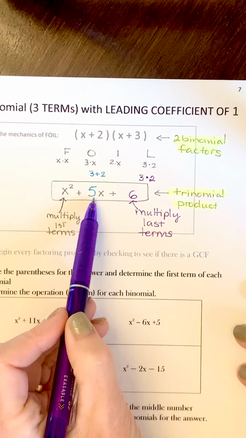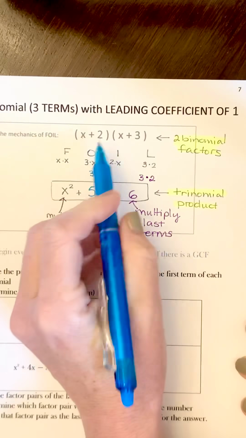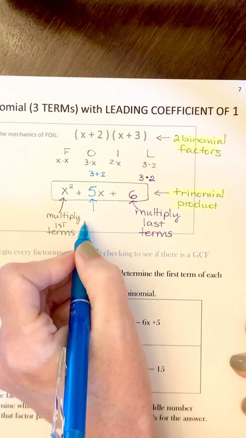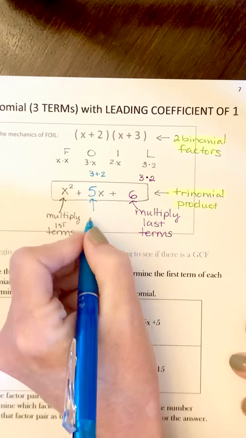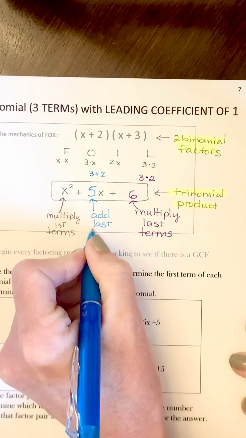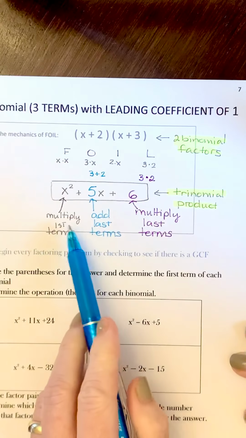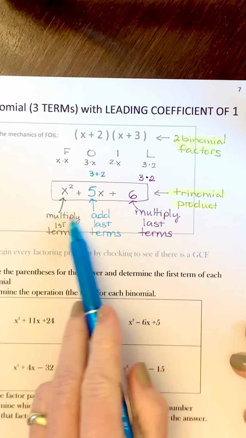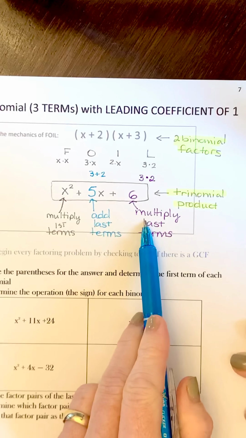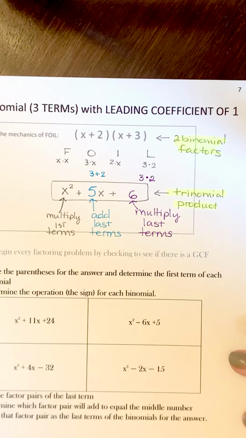Now, what does this one have to do with it? Well, to get the middle term, you had to add together the 3 and the 2, which are the last terms. Okay, so to get the middle term of the product, you added the last terms together. All right, so these 3 things are what you're going to need to understand to be able to figure out what the factors are when we are given a trinomial.